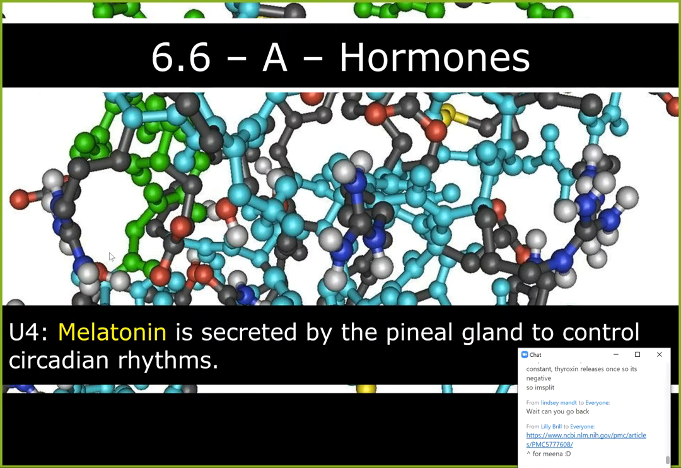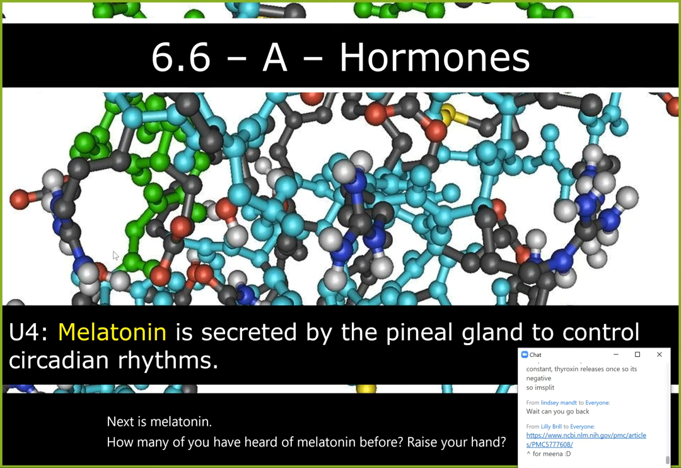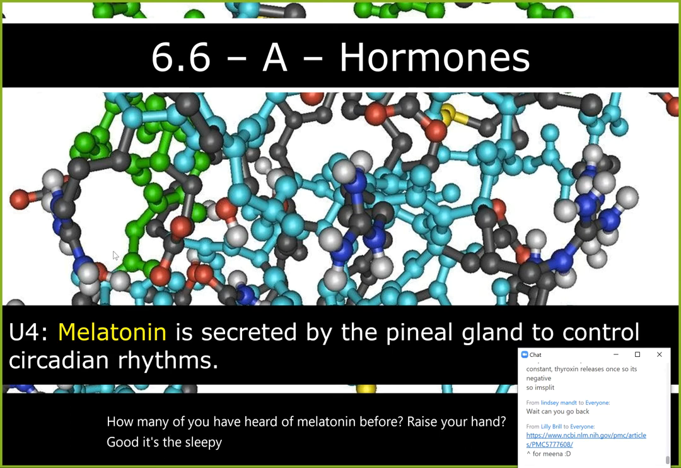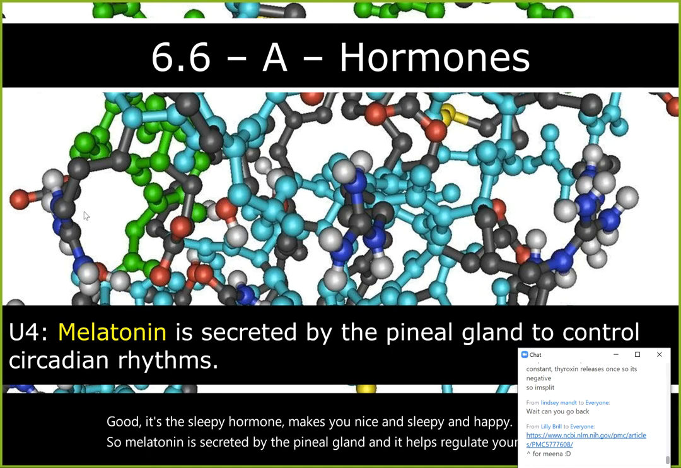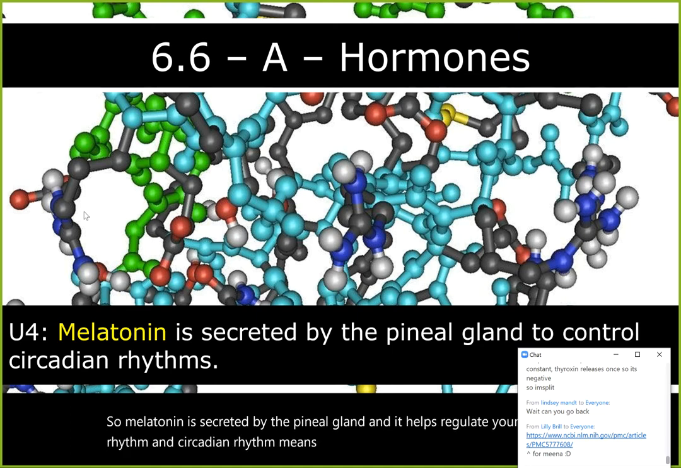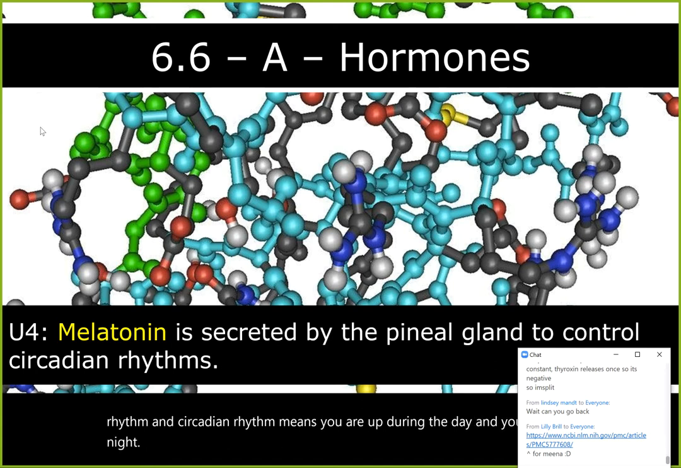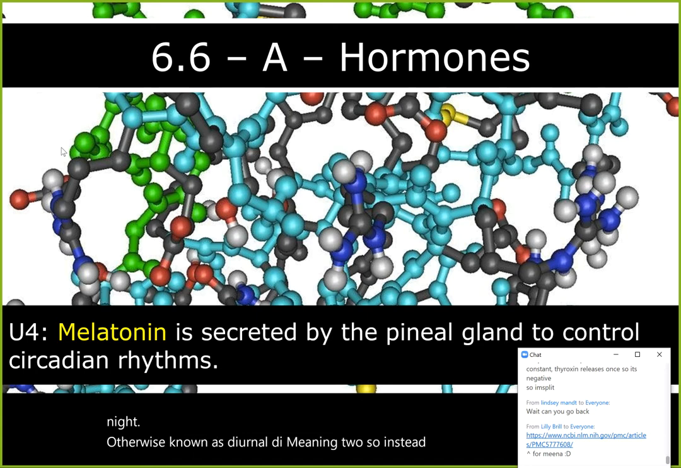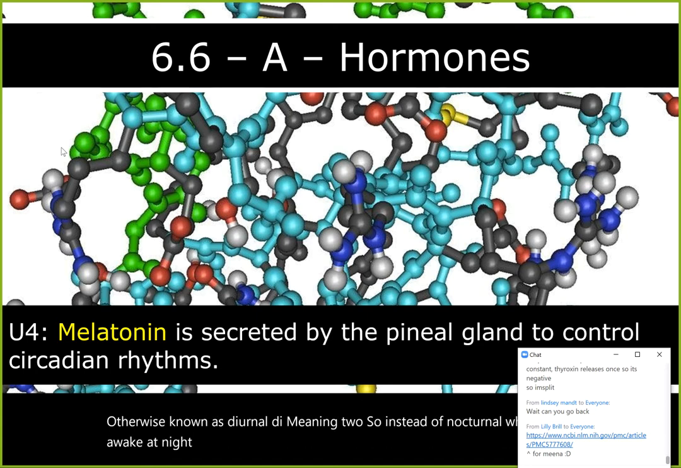Next is melatonin. How many of you have heard of melatonin before? Raise your hand. Good. It's the sleepy hormone. Makes you nice and sleepy and happy. So melatonin is secreted by the pineal gland, and it helps regulate your circadian rhythm. And circadian rhythm means you are up during the day and you sleep at night. Otherwise known as diurnal. Di meaning 2. So instead of nocturnal, which is awake at night, diurnal, you're awake during the day, you sleep at night.